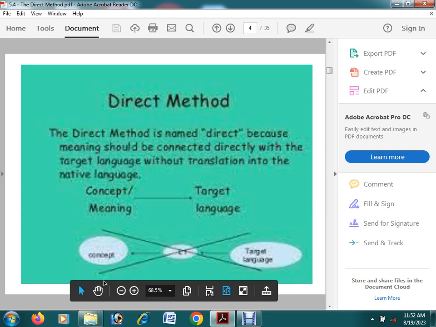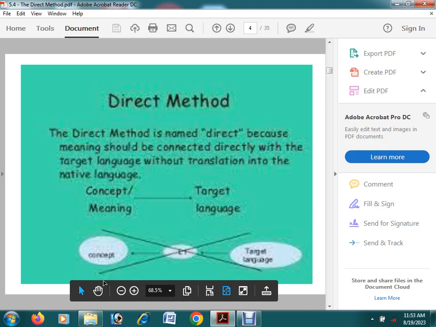In this method, it can be called direct because meaning should be connected directly with the target language, unlike GTM, that means grammar translation method, where grammar is necessary and the mother language can be used in teaching and learning. In direct method, no native language will be used in the classroom, not from the perspective of the learners as well. That means no translation, no vocabulary lists, no grammar. Directly the language will be taught in the target language.